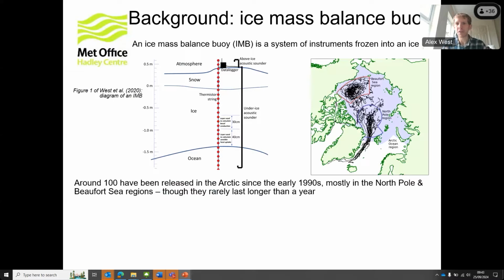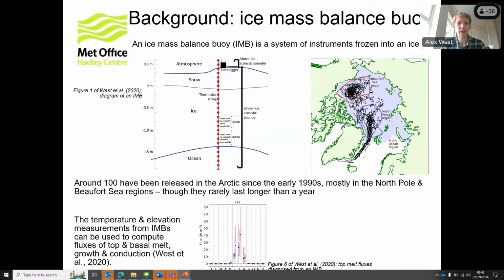About 100 of these instruments have been released in the Arctic since the early 1990s. You can see here a map of where they tend to be located. They're mainly, at least the ones with publicly available data, in the North Pole and the Beaufort Sea regions, and they don't tend to last very long. But overall, they give us quite a good sample of these areas.